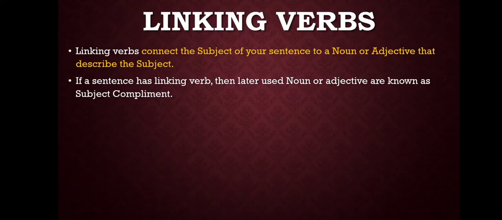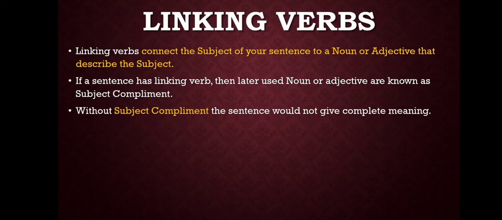If a sentence has a linking verb, then the noun or adjective used later is known as the subject complement, because it acts as a complement to the subject to give a complete meaning. Without a subject complement, the sentence would not give complete meaning. Complement has the literal meaning of something really very necessary.